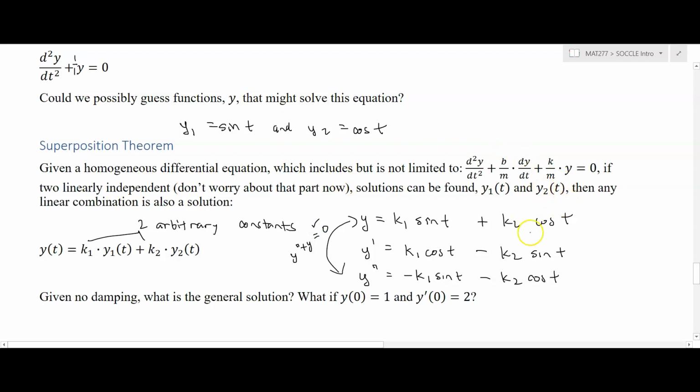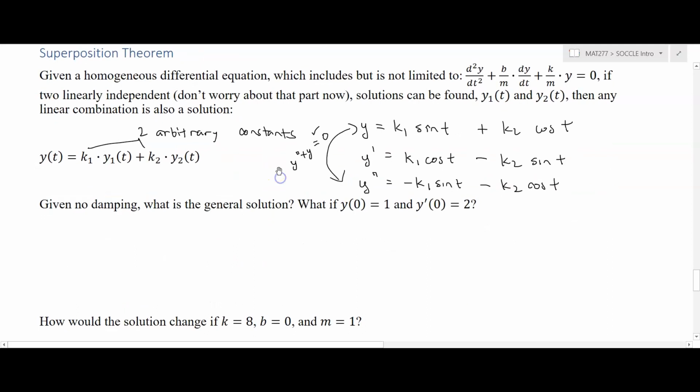So superposition really just puts two solutions, smashes them together. And the reason this really works is just because you're adding. When you're adding and you're dealing with derivatives, the derivative is a linear operator, so it takes the derivative of each term in the same way. Given no damping, what is the general solution?